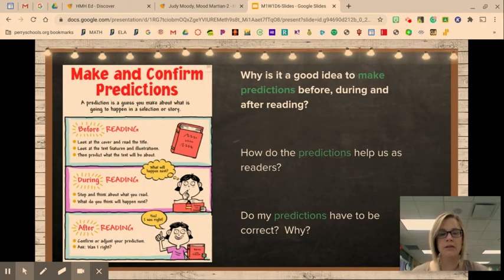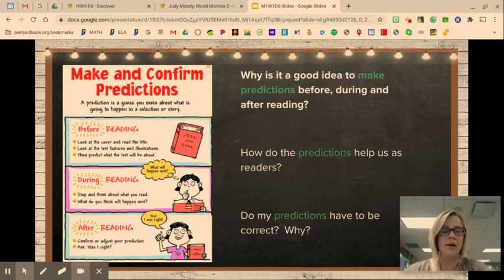So last week we talked about making and confirming predictions, and we know that a prediction is a guess that you make about what's going to happen in a story or a text. A lot of times we need to make predictions before we read, and the way that we do that is we look at the cover, we read the title, we look at some of those text features, and then predict what the text will be all about.